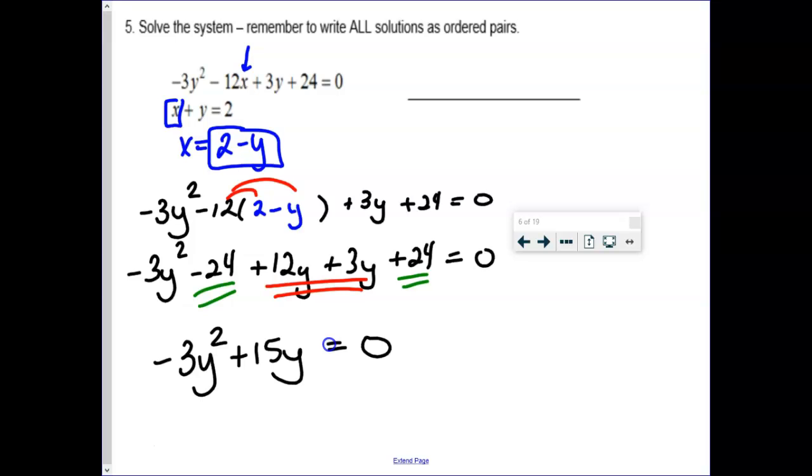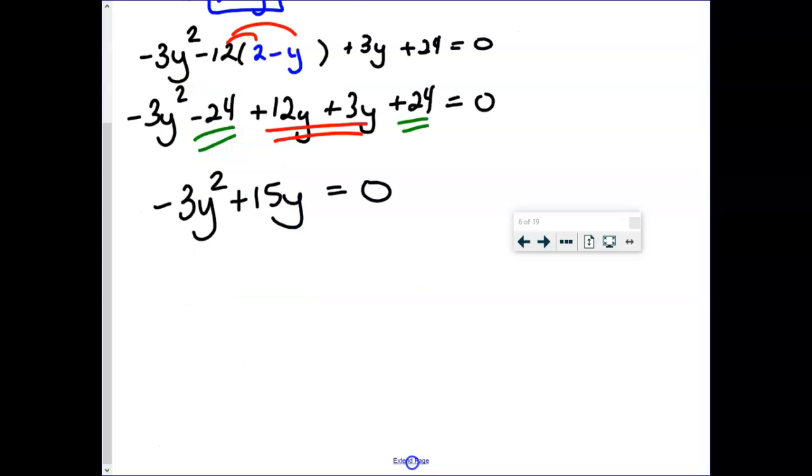And instead of trying to, oh, I could divide everything by negative 3, which is true, you could. You cannot divide by the y. So let's just go ahead and factor it. What would you factor out of this? Can I also take the negative 3 with it? Would it be okay if I do that?